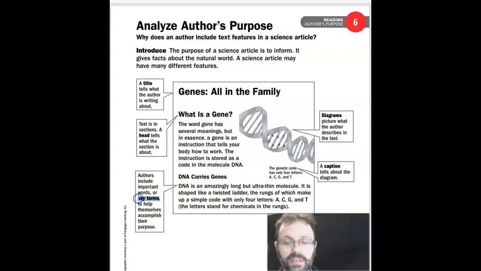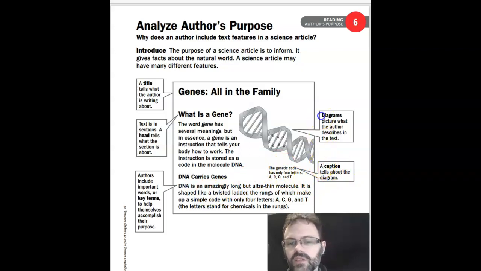Another kind of text feature is a key term. Authors include important words or key terms to help themselves accomplish their purpose. So this author, in this example here, has a key term called DNA. So a question could be, why did the author explain the key term DNA? Why is that important? And you find the answer by reading.